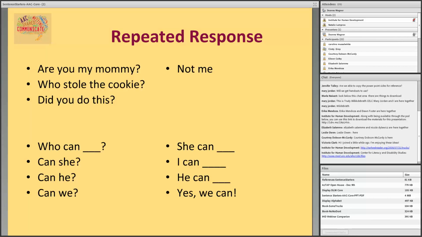Using the core word "can" and thinking about how we can incorporate question forms, we can create books or poems that include the frame for "who can" and the pronouns "I can," "she can." Think about our Obama campaign: "Yes we can."